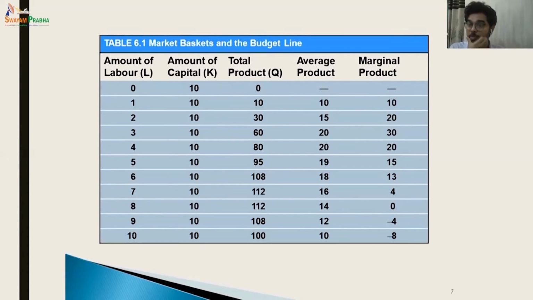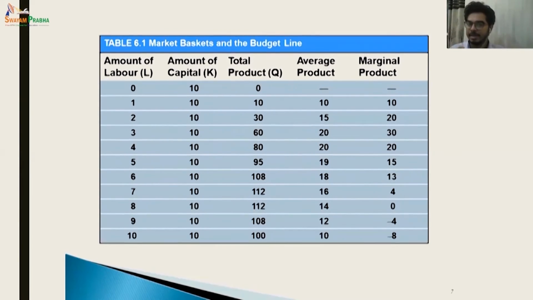Yes, so what do we observe? From 0 to 1, the average product is, so how do I estimate the average product first? Total product divided by the total labor. So the average product was total product Q divided by 1, so 10 divided by 1, 10. For 2 labors, total product was 30, 30 by 2, 15. With 3 labors, total product was 60, 60 by 3, 20. So this all is average product for labor.